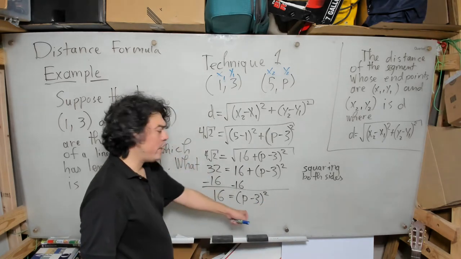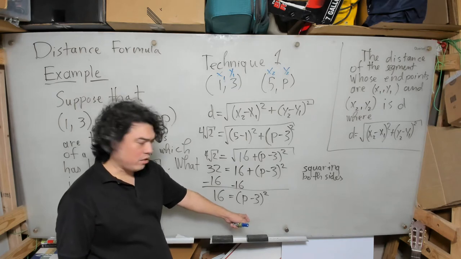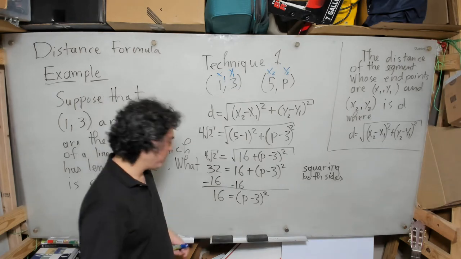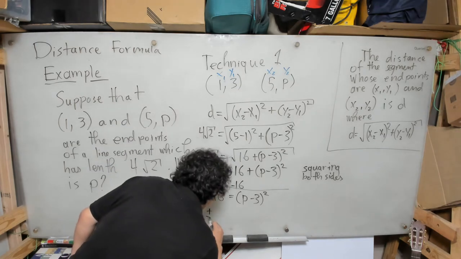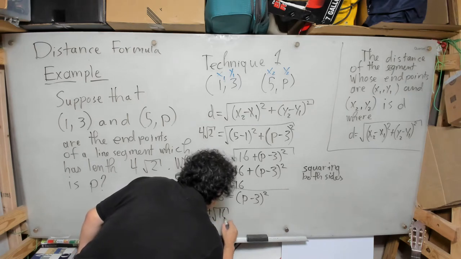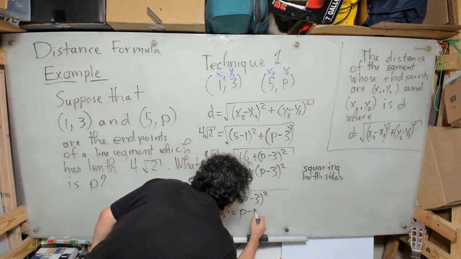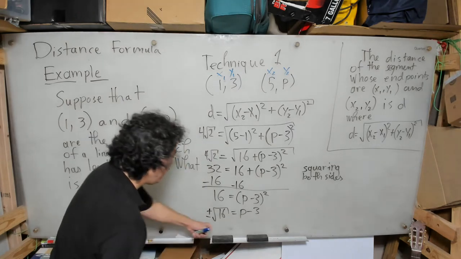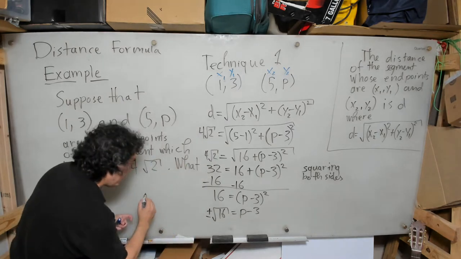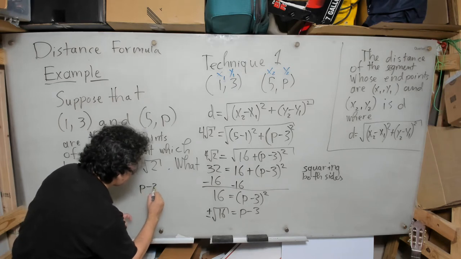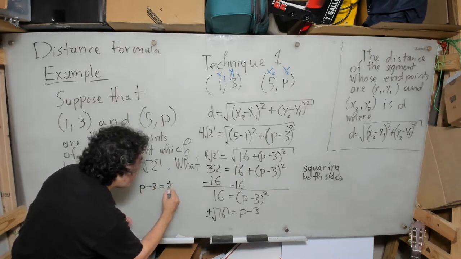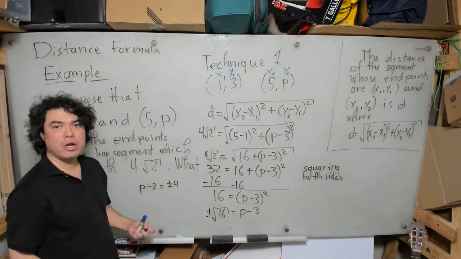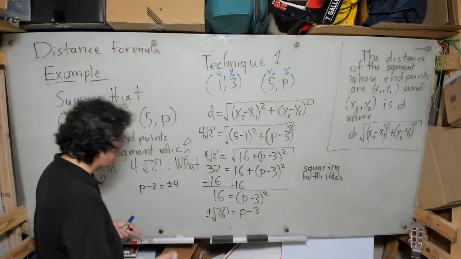Okay. How do I get the p minus 3 by itself? I'm going to square root both sides. So I'm going to get plus minus the square root of 16 equals p minus 3. And of course, that's going to mean that p minus 3 is going to equal plus minus 4. Why 4? Because the square root of 16 is 4.